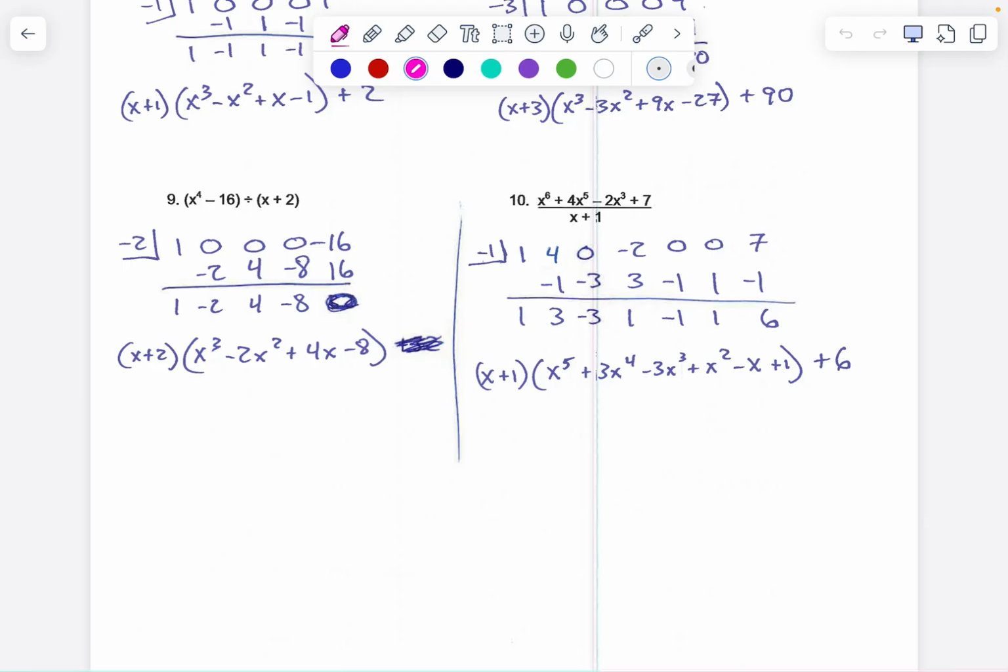Number 10. Guys, it meant the same thing. It was just shown in a different form. But still, we're just dividing. And there, I'll let you just read that.